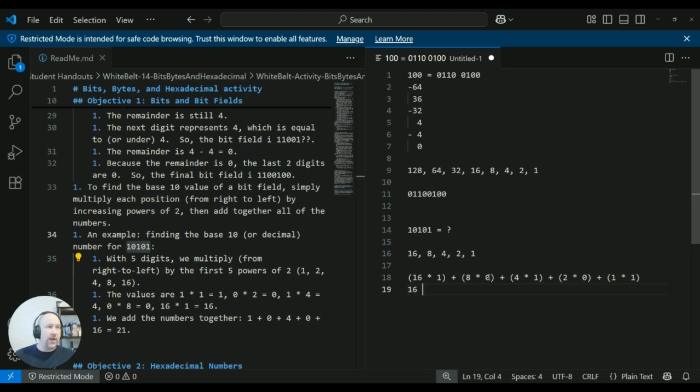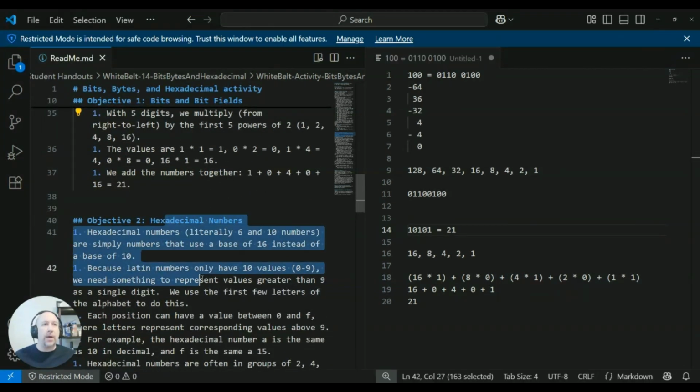So let's simplify these. We've got 16 plus 0 plus 4 plus 0 plus 1. Do quick math, that's 21. So 10101 in binary is the number 21 in decimal. So we're just going back and forth. That takes us through binary.